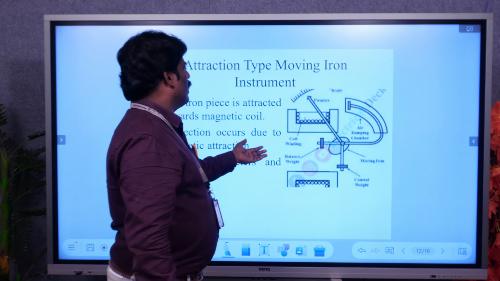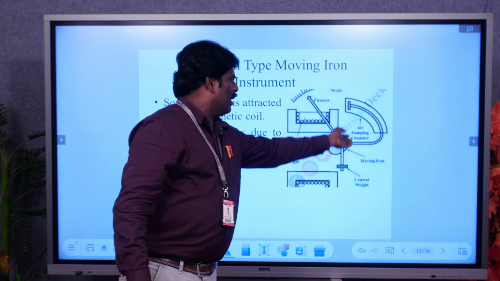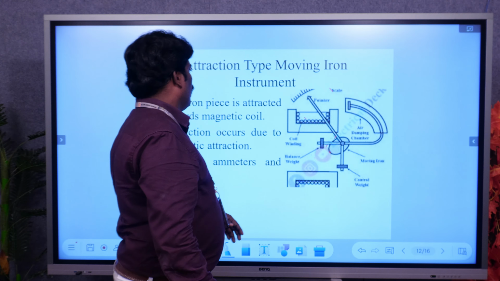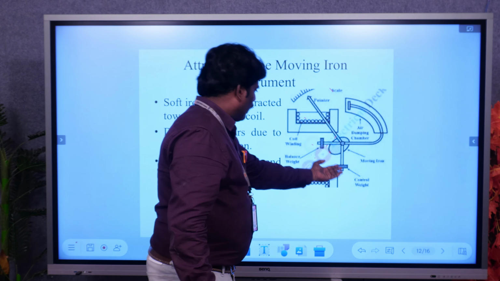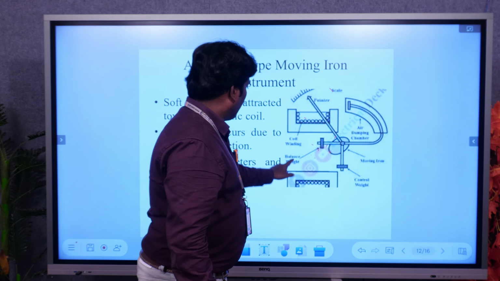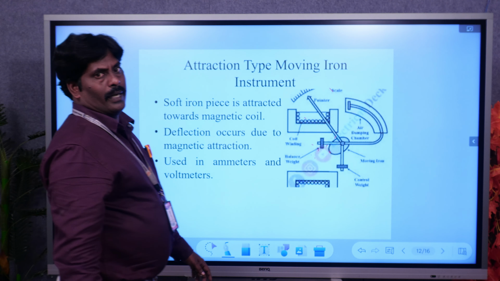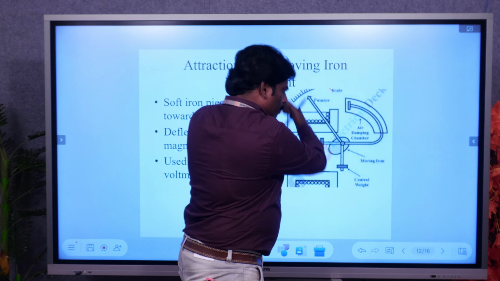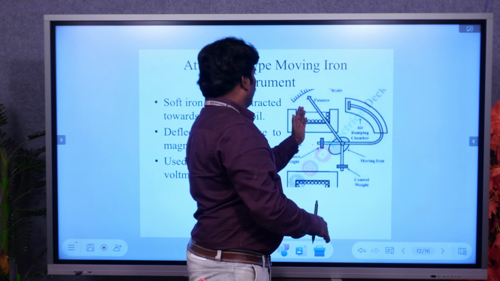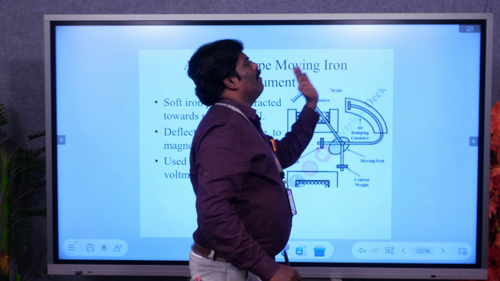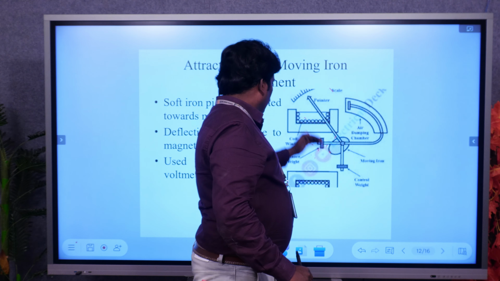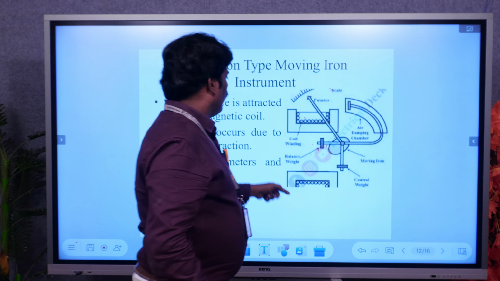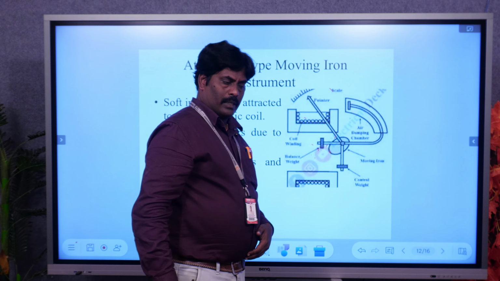Here, damping is provided by air friction damping. Controlling is provided by gravity control. So for controlling purposes, balancing weight and controlling weights are provided. When the pointer moves, the balancing weight always tries to come backward. But due to deflection torque, the pointer always tries to move to the right side. Then the balancing weight gives the opposite torque.